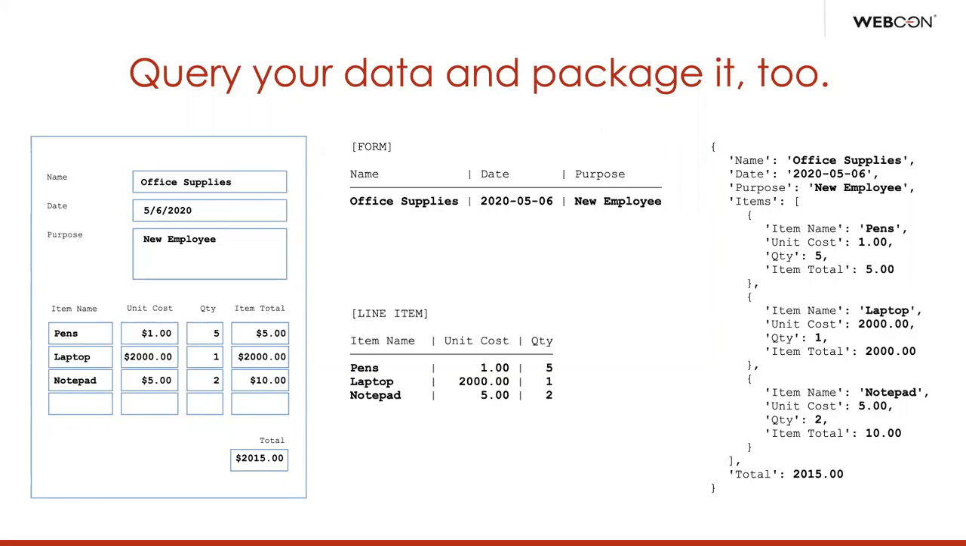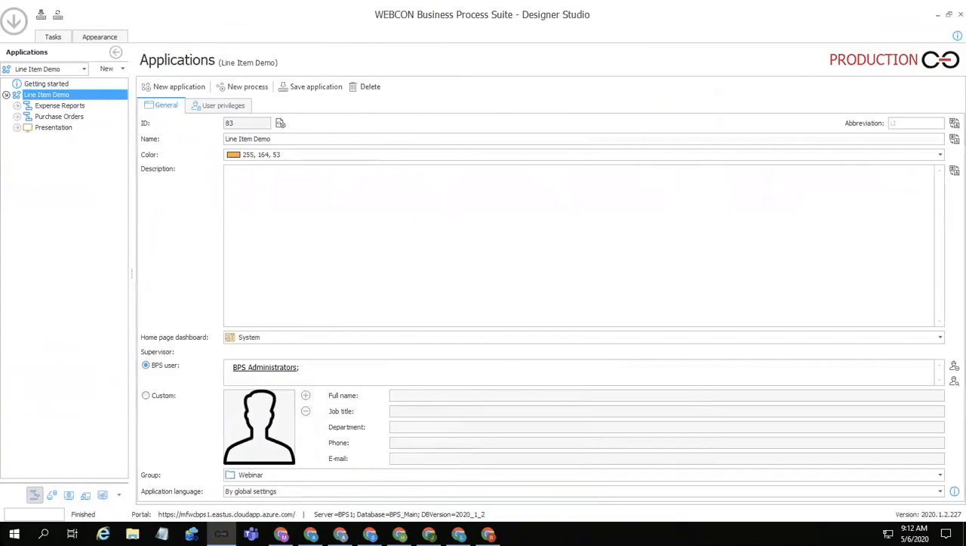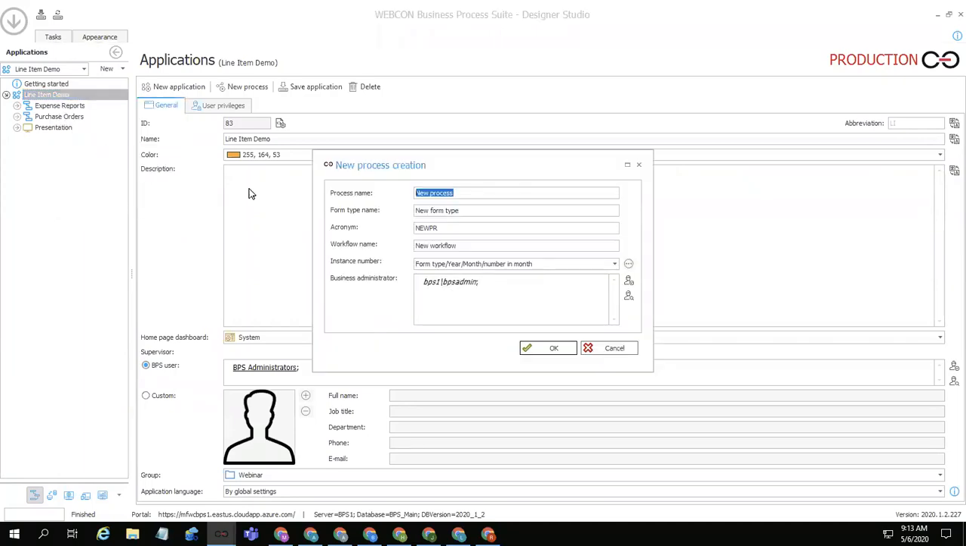We've absolutely succeeded with our handling of repeating data. We use something called item lists to do it. And let's go ahead and build one. I am here inside of WEBCON BPS, and I've got an application open, and I'm going to create a new process. And this new process will be, why don't we call this, let's say purchase requests.